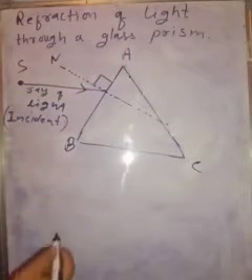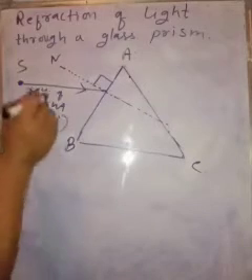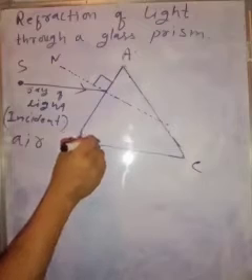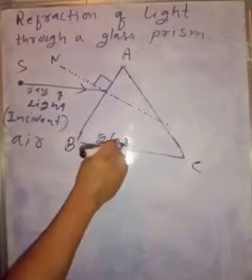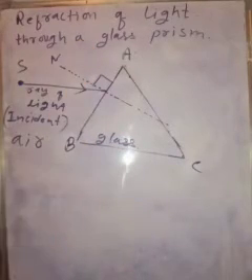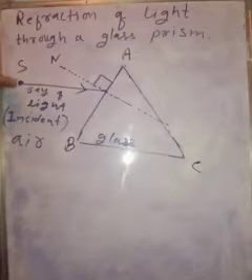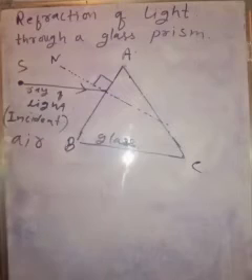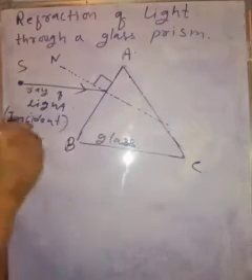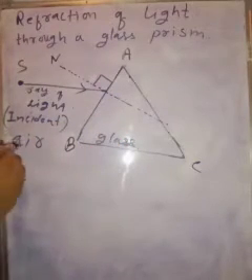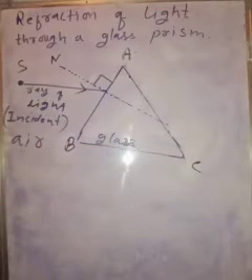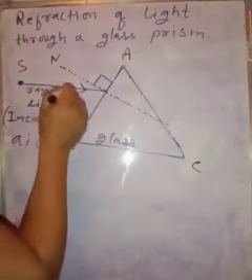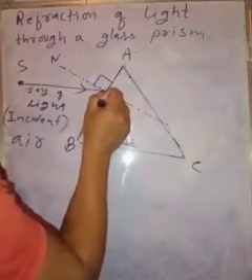Now, according to the rule of refraction, outside is air, and inside is glass, or the prism is made of glass. Now the ray of light is coming from air towards the glass, going inside the glass. Glass is denser than air. Air is a thin medium or rare medium. Glass is the denser medium.